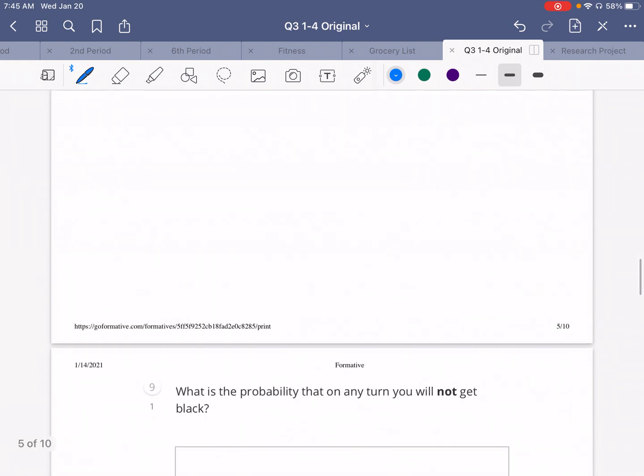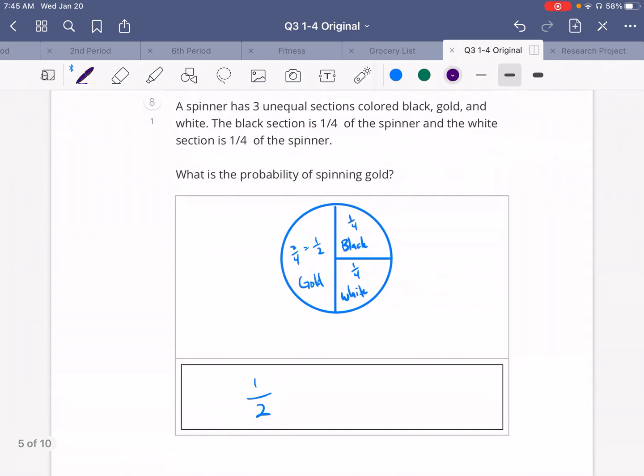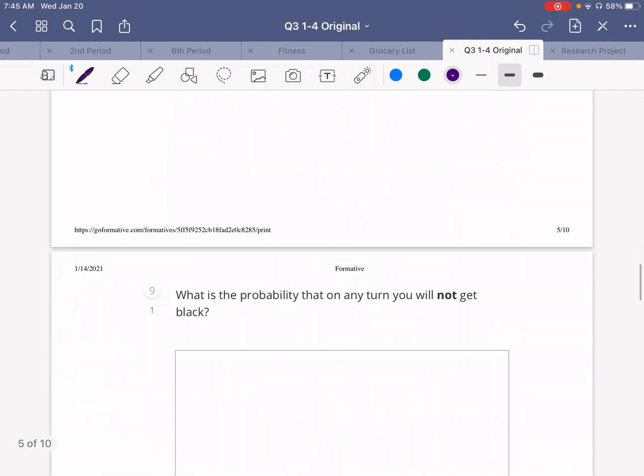And then the next question asks, what is the probability that you will not get black? Not get black. Well, a couple ways we can do this. We can add up the 2 sections that are not black: gold plus white is 2/4 plus 1/4, which is 3/4. Or, because we know black is 1/4, you can do 1, which is everything, minus 1/4. And both of those get us 3/4, or 75%.